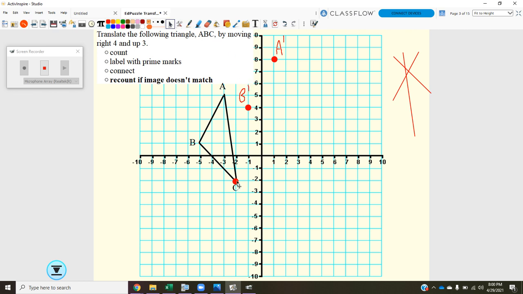C is moving the same way. 1, 2, 3, 4, 1, 2, 3. And then I connect the points to form the new triangle. You're going to notice that the new triangle looks exactly like the original triangle. The image looks exactly the same. It's just we slid all the points.